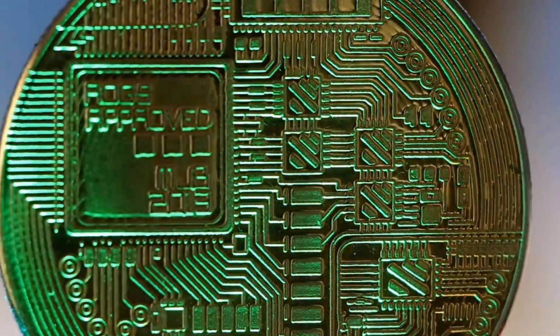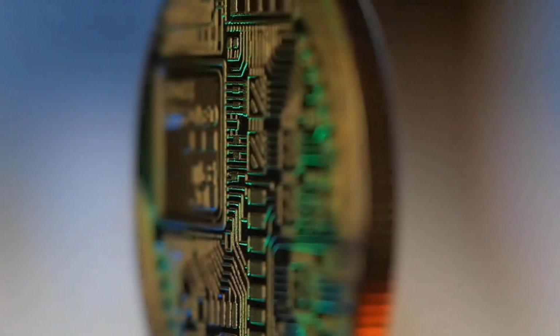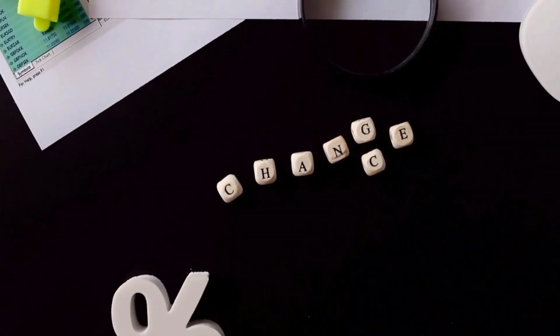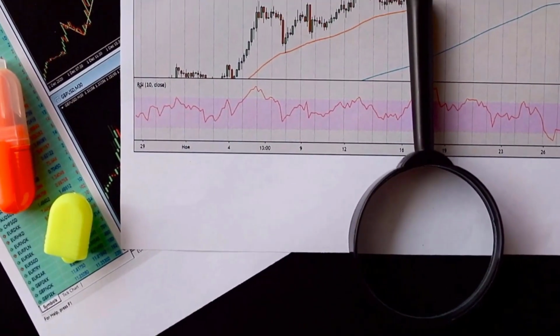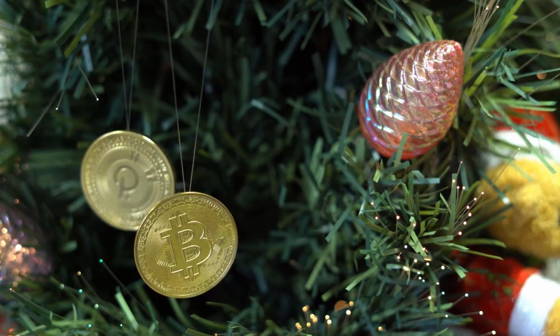AMP price prediction 2026. Looking forward to 2026, our expectation shows that the price of AMP will likely reach at least a value of 1 cent. The maximum value of AMP could reach 1 cent, with an average trading price of 1 cent consistently.